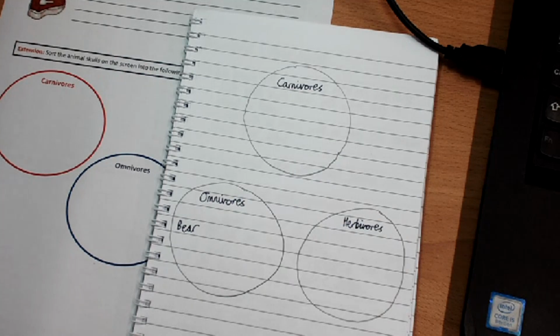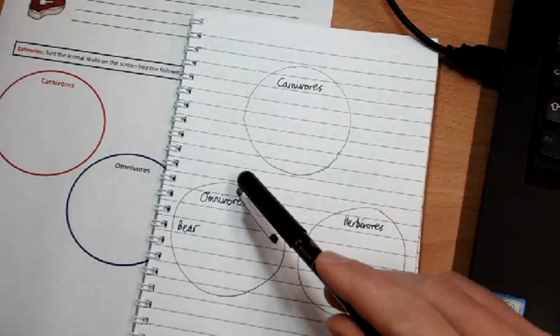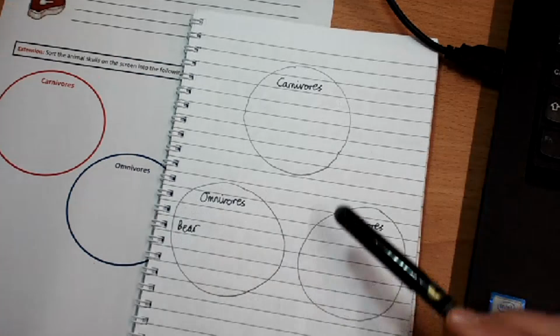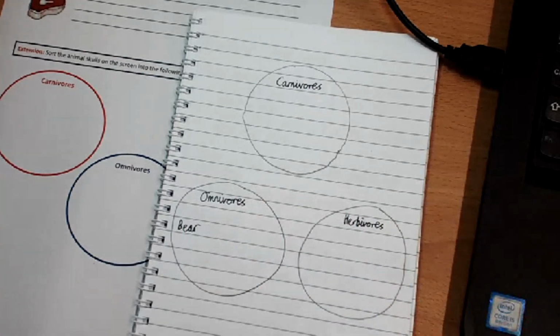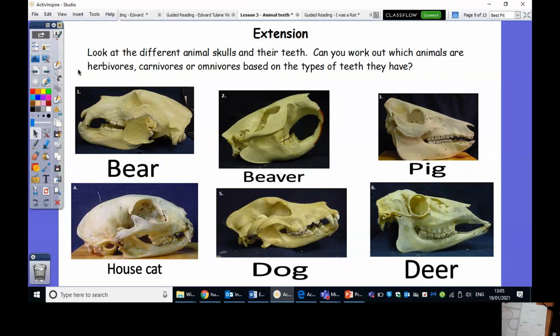So I will share my screen for you. So I'd advise actually, if you want to pause this video, if you don't have the circles already drawn, pause the video now and draw the circles with carnivore, omnivore, and herbivore there. Excellent. Now that you've drawn the circles, let me share my screen again. And here are those 6 animals.